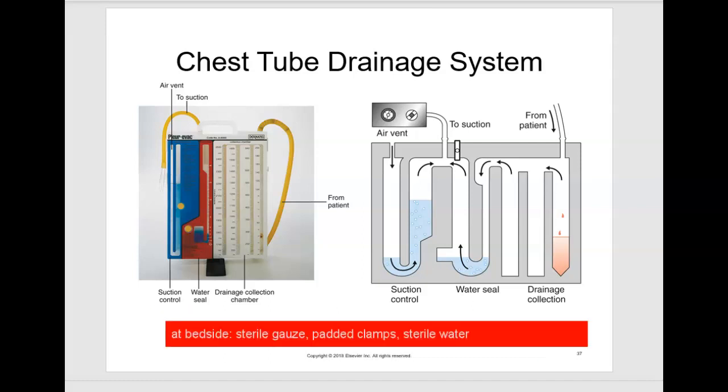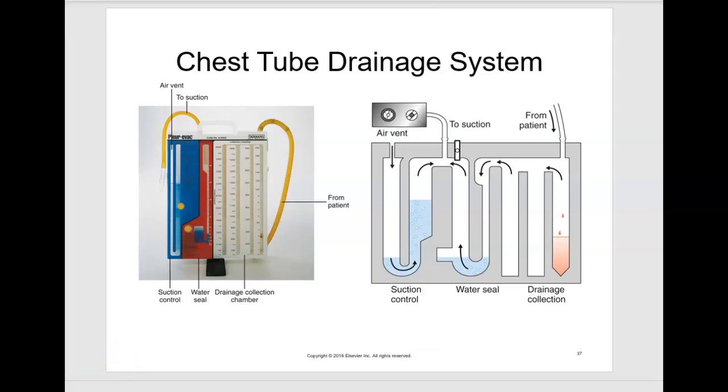In terms of management of chest tube drainage systems, at the bedside, you're always going to want to make sure you have sterile gauze, padded clamps, and sterile water, and we'll get into the reasons why you might use those in a minute. And as a nurse, our job is to ensure the sterility and patency of the drainage system. So we want to be checking it hourly. We want to tape any tubing junctions to prevent accidental disconnections and to make sure that the occlusive dressing is intact.